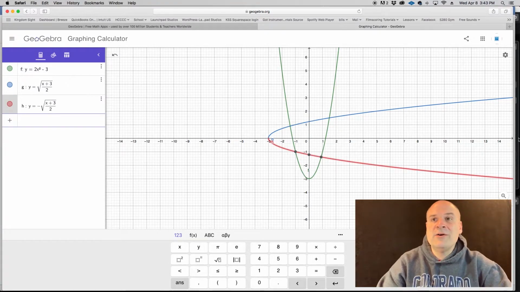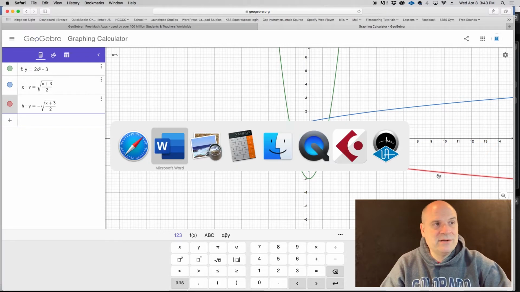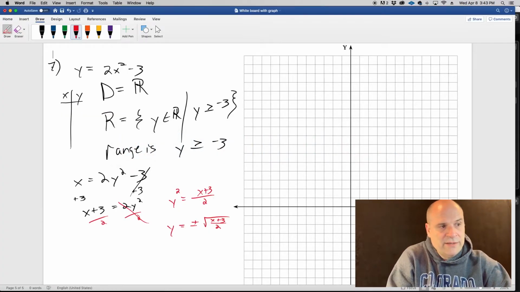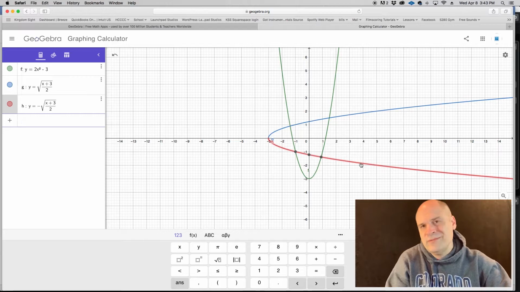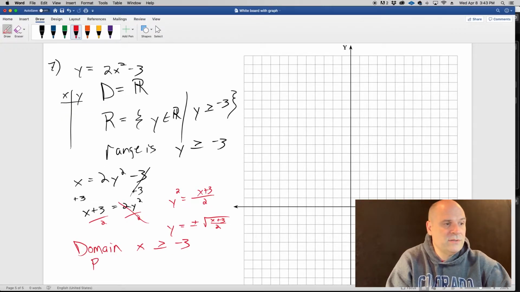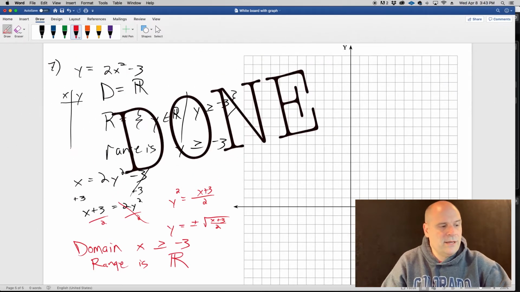Okay, so now I've got this sideways parabola. All right, so what does that mean? That means our domain is our x value. So remember, our domain is all the x's that are greater than or equal to -3. You see that? So -3 is right here. So our x values are all to the right of that. Our y values looks like it goes up forever and down forever eventually. So our range is all real numbers. So you can just do this alien r, and that's fine. Okay? All right, that was number 7.